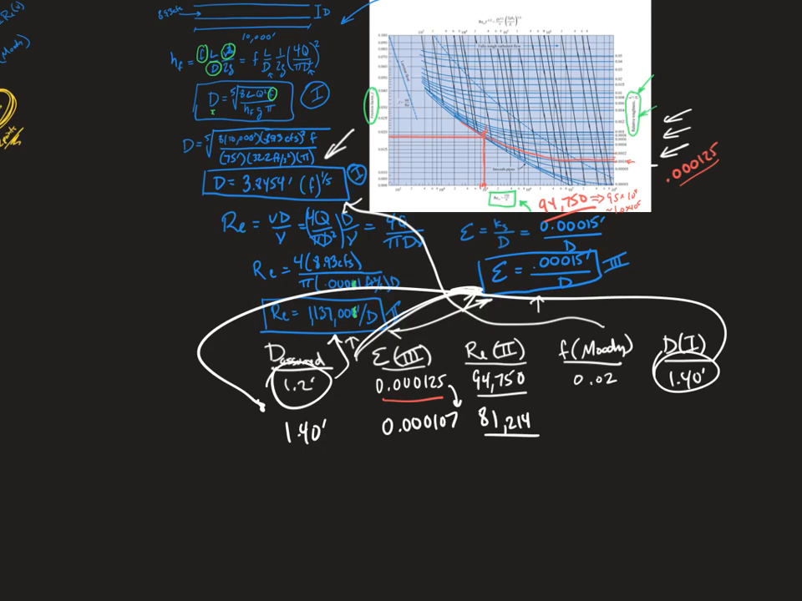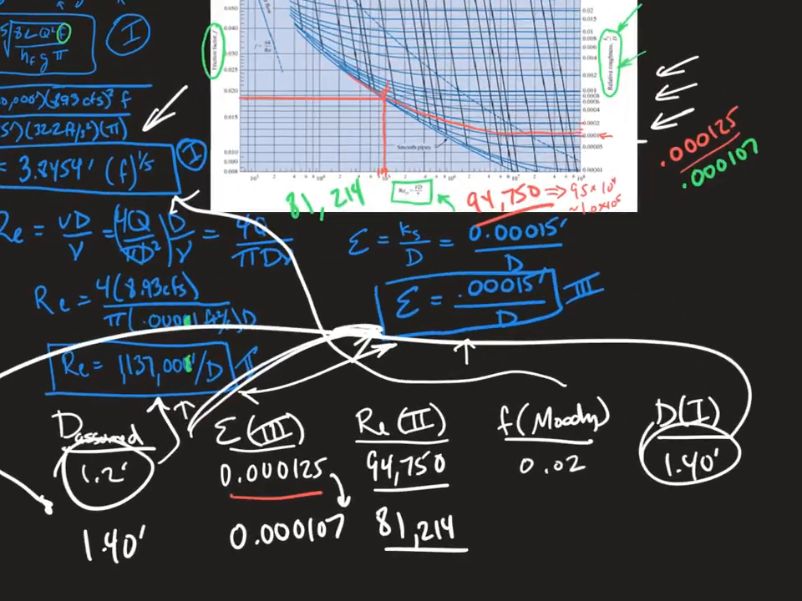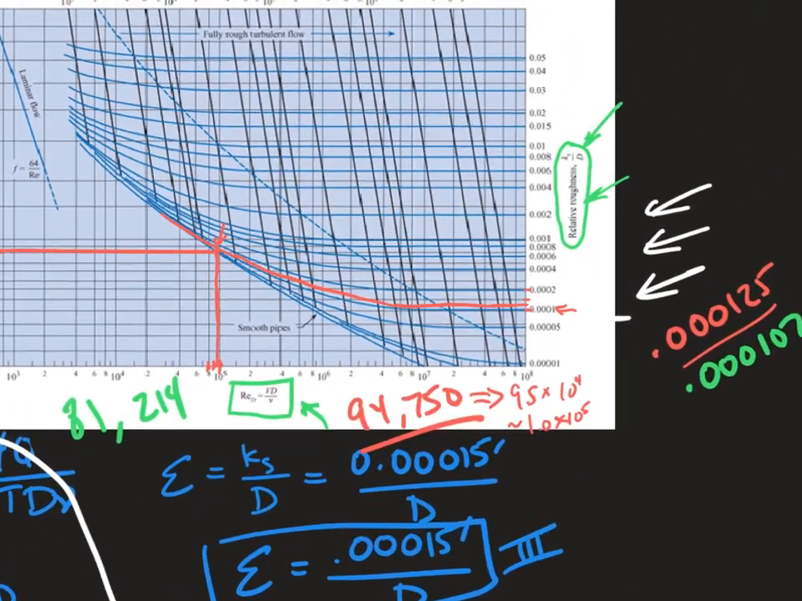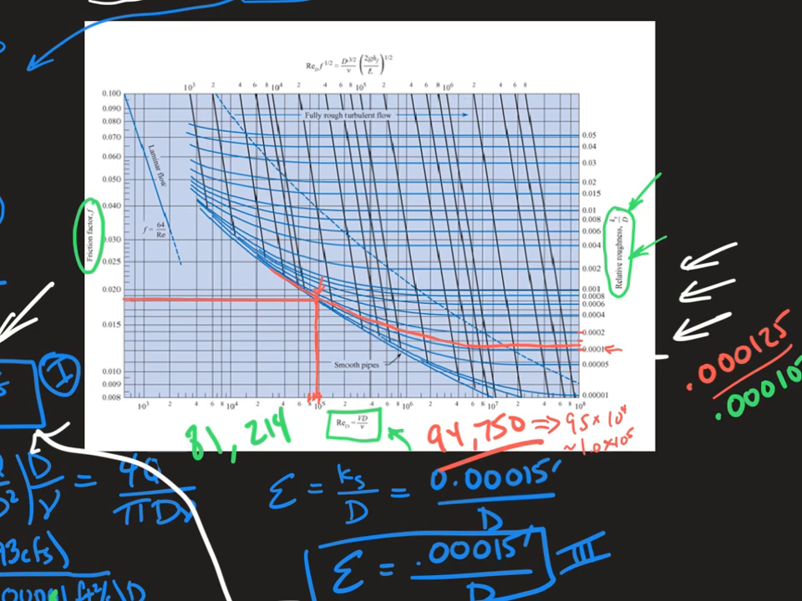Okay. And then we're going to go up to Moody with these two numbers now. I'm going to write these up here so I know what they are: 81,214 on this one, and the epsilon is 0.000107. Okay, so let's go up here. We're going to start with the epsilon, 0.00107. That's right, let's just put that right on this line for the most part. Okay, so that's cool. I should be able to trace that fairly well.